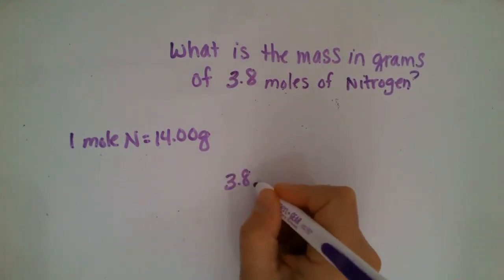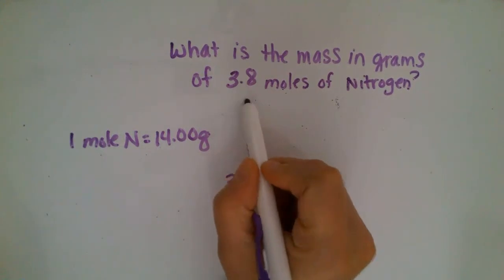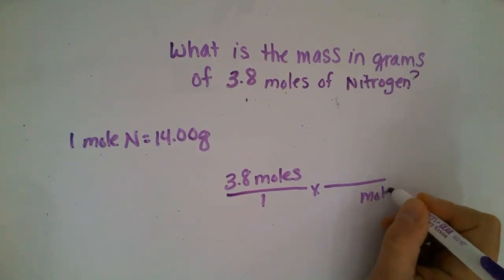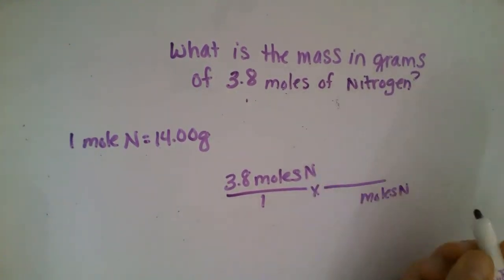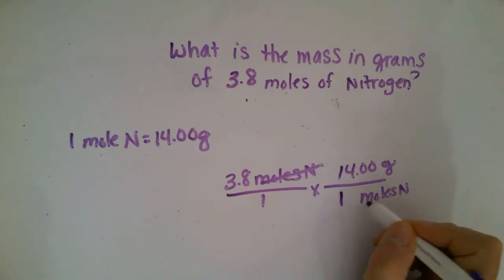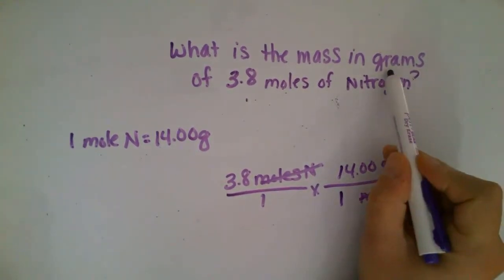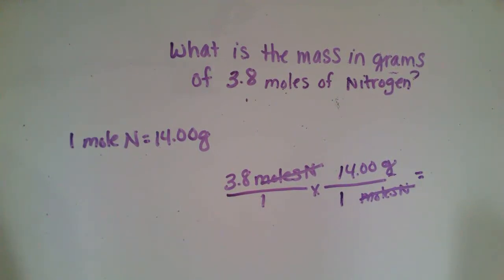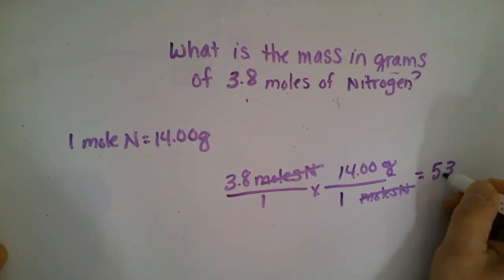So if we plug in our numbers now, 3.8 moles, which is what you were given, put it in our fraction. We have to have moles of nitrogen down here. We know that 1 mole of nitrogen weighs 14.0 grams. We can cancel those units out. We have grams left. Grams is what they asked for, so then you would multiply across in order to get your answer, which will be 3.8 times 14, which is 53.2 grams.